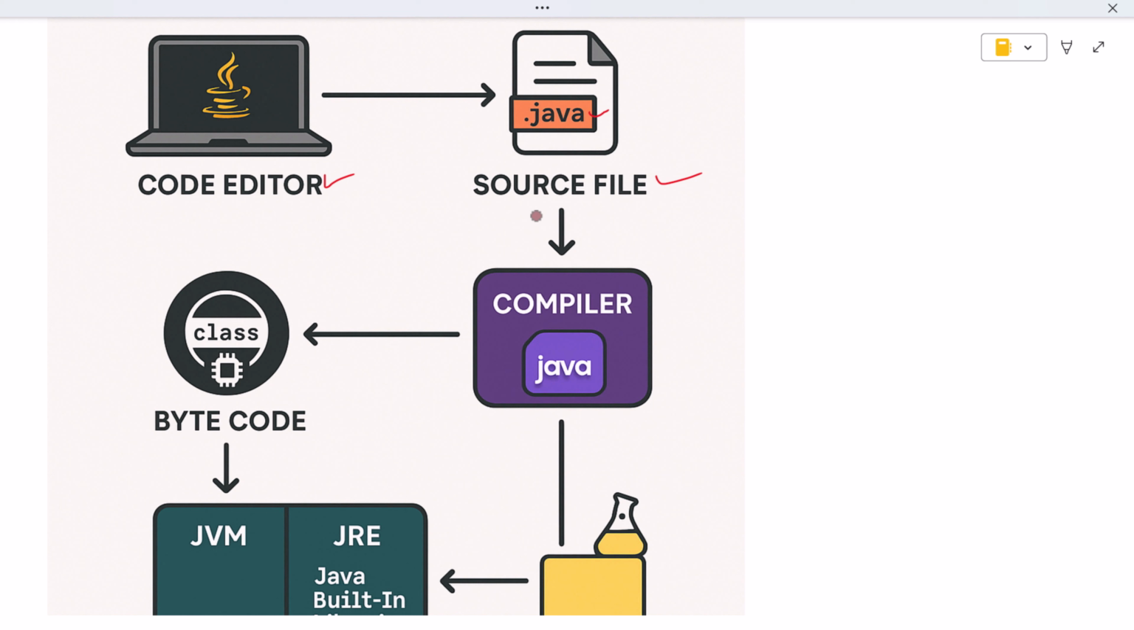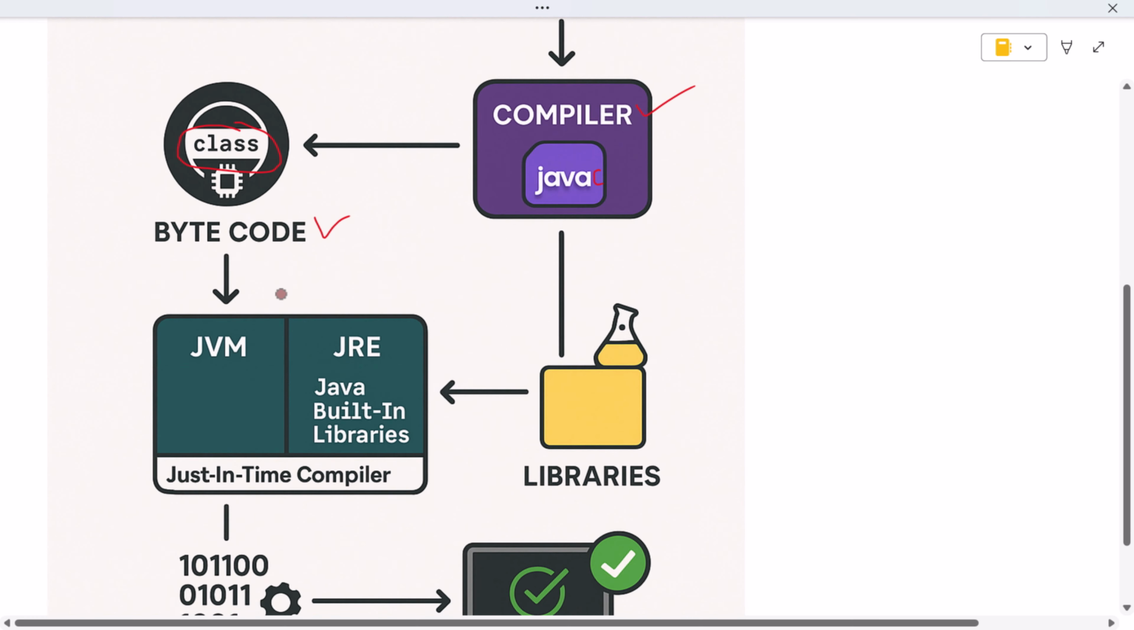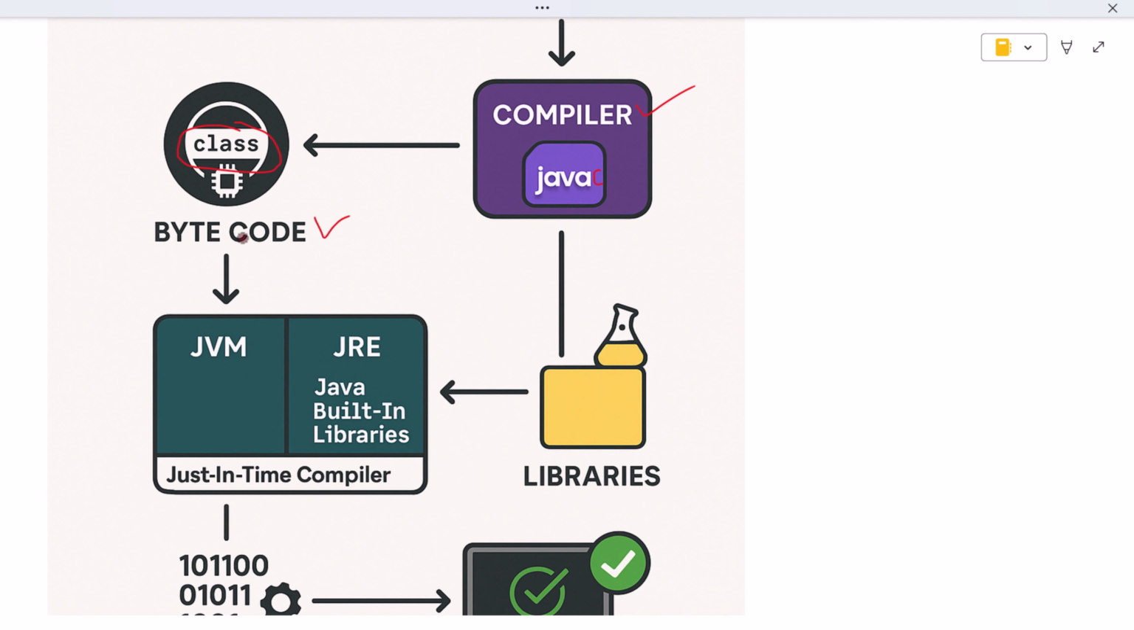Next, we need to compile that code. Java comes with a compiler called javac, short for Java compiler. It takes your .java file and translates it into bytecode, which is saved in a .class file. Now here's the cool part. Bytecode is not specific to your computer or operating system. It's written in a kind of universal language that the Java Virtual Machine, or JVM, can understand. So your original code goes from human friendly to machine prepared.